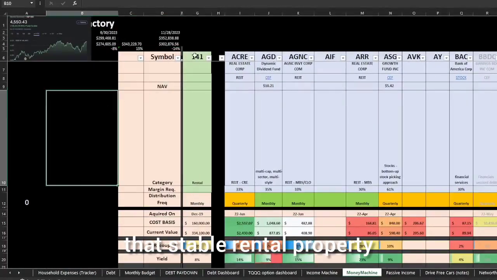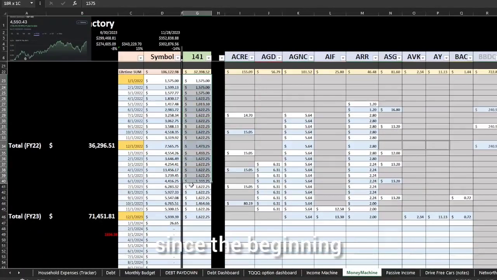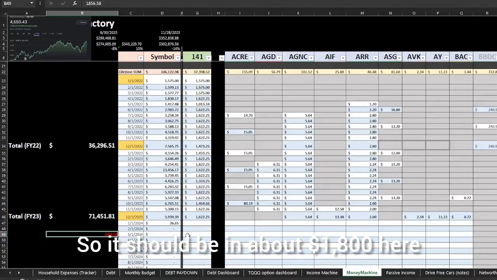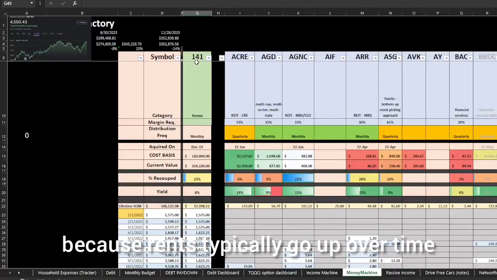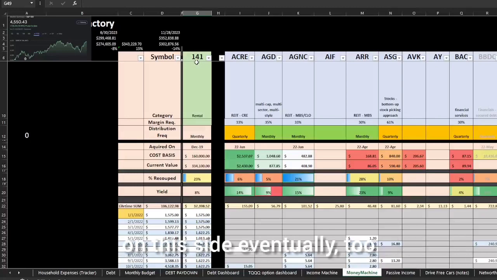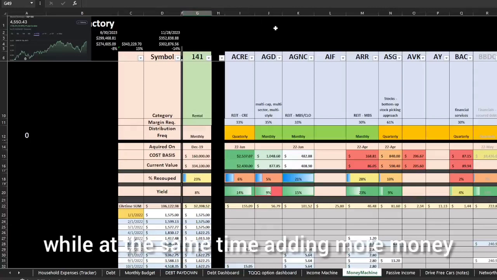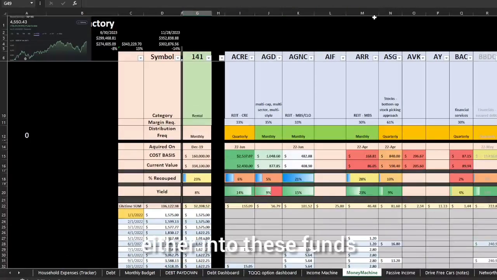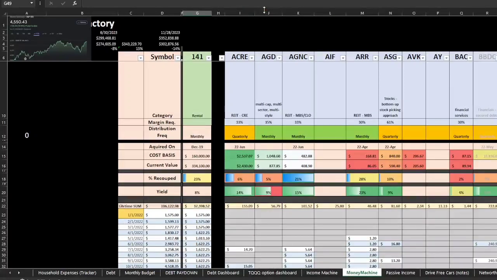And then of course I have that stable rental property, which has been printing out money, about $1,600 since the beginning. It's been a slight increase, and it's going to increase again. So I should be getting about $1,800 here, so another $200 gain, because rent typically goes up over time. So I'm hoping that I can add more real estate on this side eventually too, of my passive income money machine, while at the same time adding more money either into these funds or consolidating these funds into other funds, basically balancing these ones out. But yeah, that's my income factory.